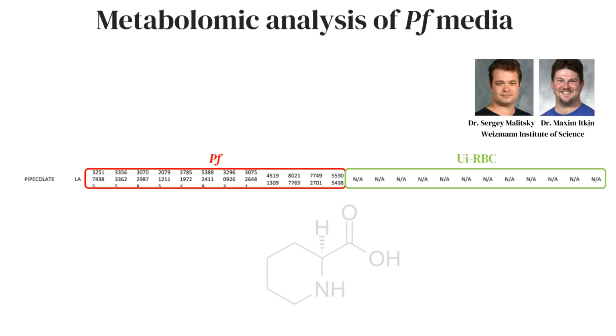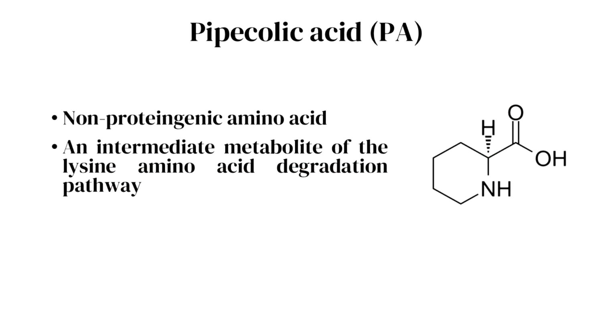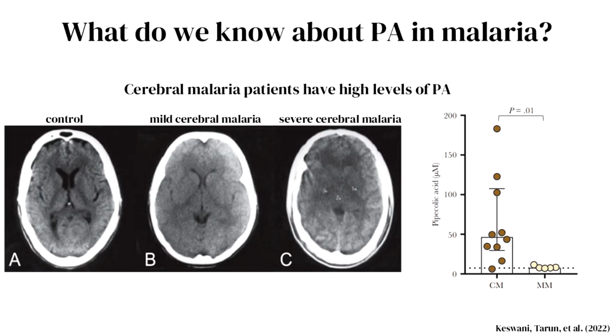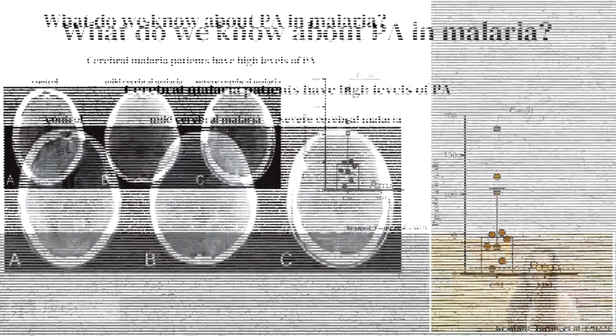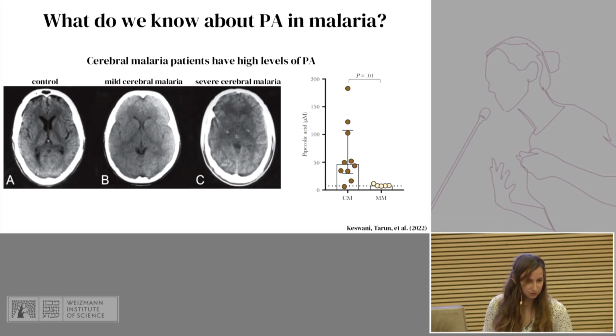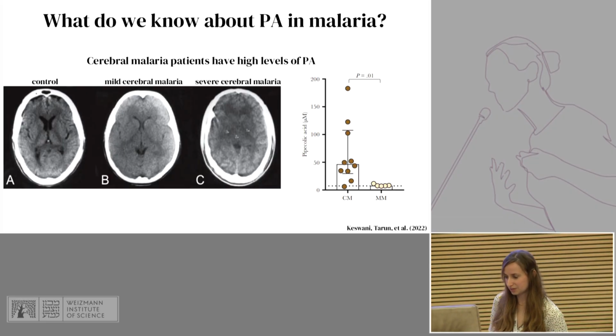At this point, we knew nothing about this molecule, but let me tell you what we've learned. Pipecolic acid is a non-proteogenic amino acid, and it is an intermediate metabolite from the lysine degradation pathway. What was interesting to find out is that severe malaria patients, who enter a coma, have pipecolic acid in high levels in their blood. And if they do, it's actually bad news for the family. So obviously, we understood that it is an important enough molecule to study because it bridges the gap with the clinic.